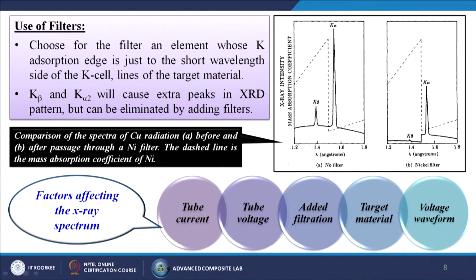In this particular figure you can see that when you use no filter, we get K beta as well as K alpha, but in this case only K alpha is required for us.